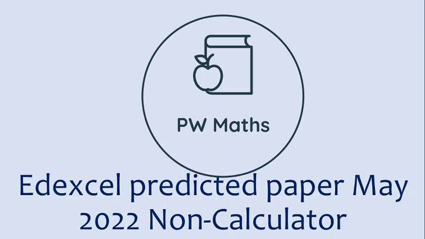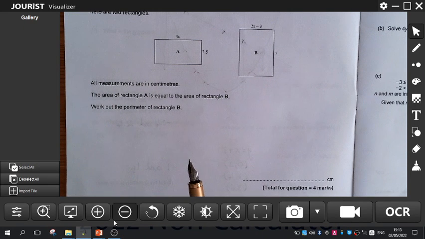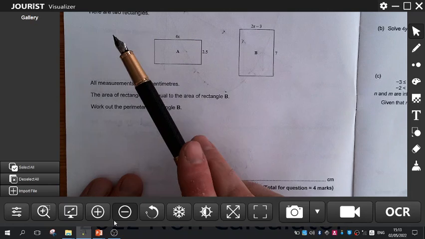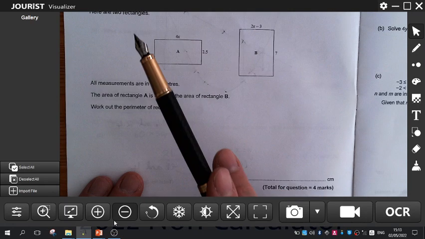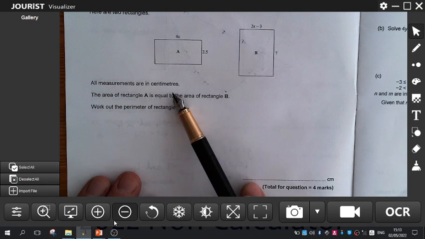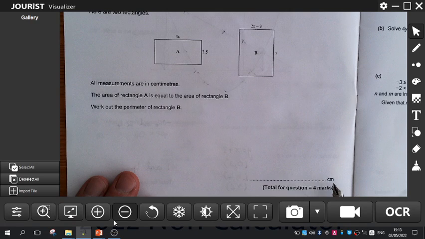Excel Predicted Paper 1, May 2022, Question 5, Forming and Solving Equations. Here we have this question. Here are two rectangles. All measurements are in centimetres, good to know, they have centimetres written on the dotted line.